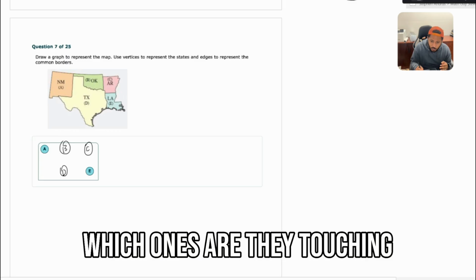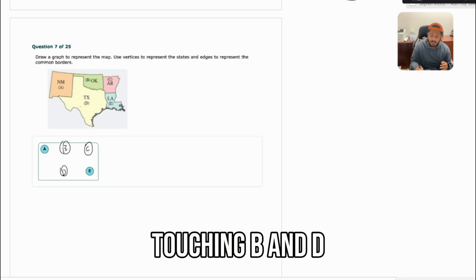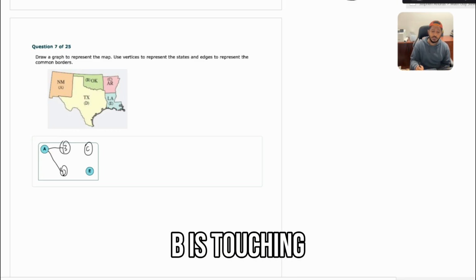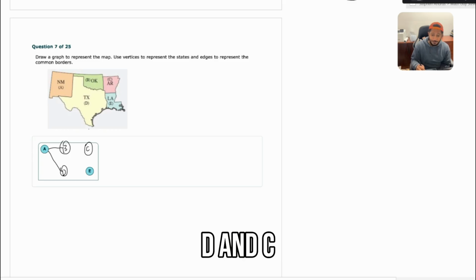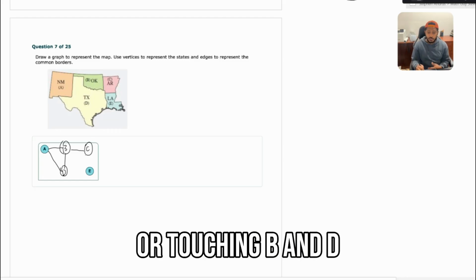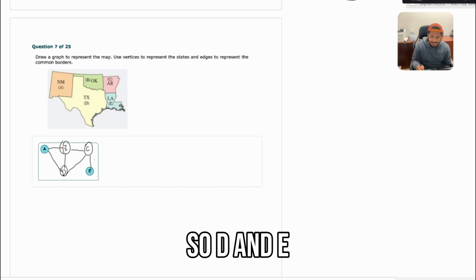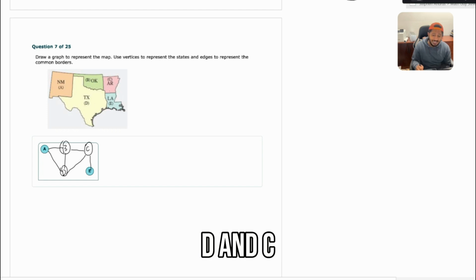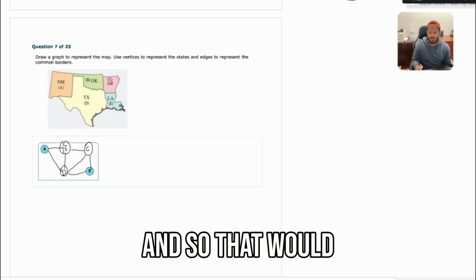And then now we say, well, which ones are they touching, right? So like A is touching B and D. That's it. Right? B is touching A, D, and C, right? And then C is touching B, D, and E. And E is touching D and C, and so that would be our map there.